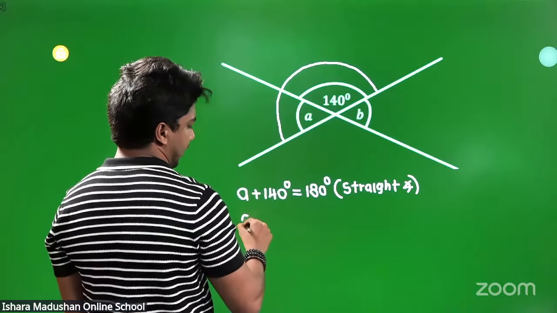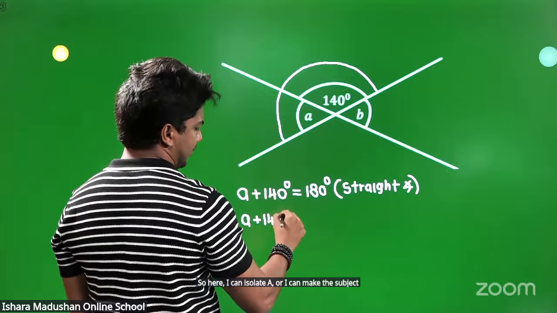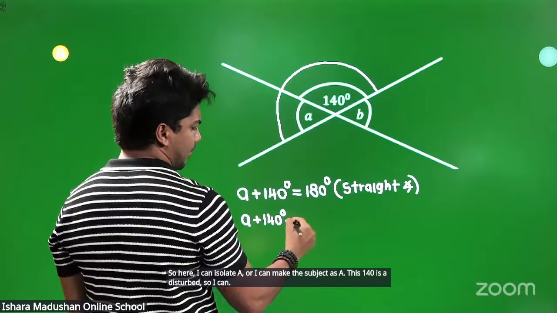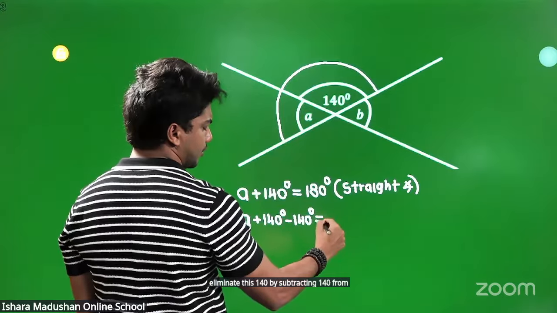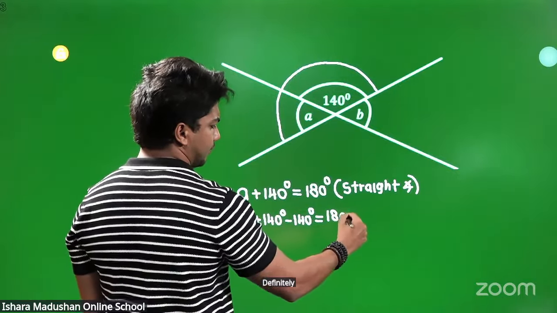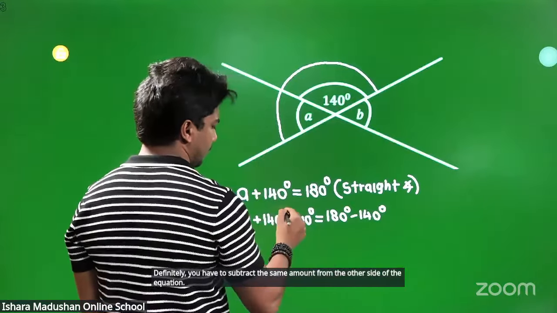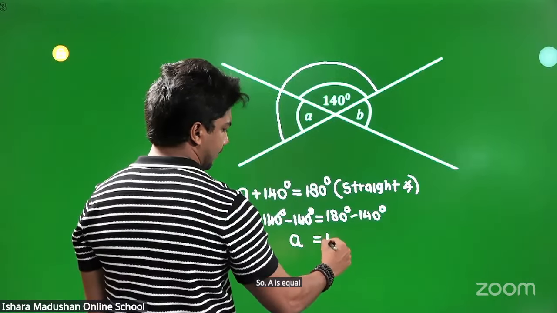So here I can isolate A, or I can make the subject as A. This 140 is a disturbance, so I can eliminate this 140 by subtracting 140 from this side of the equation. If you subtract something from one side of the equation, definitely you have to subtract the same amount from the other side of the equation. So A is equal to 40 degrees.